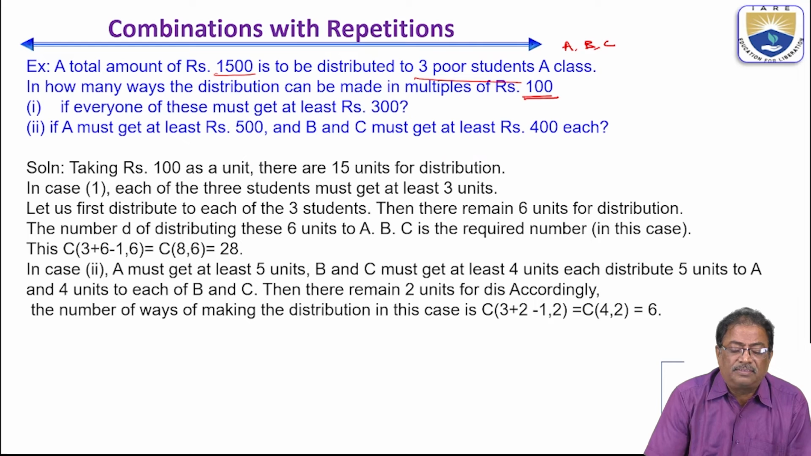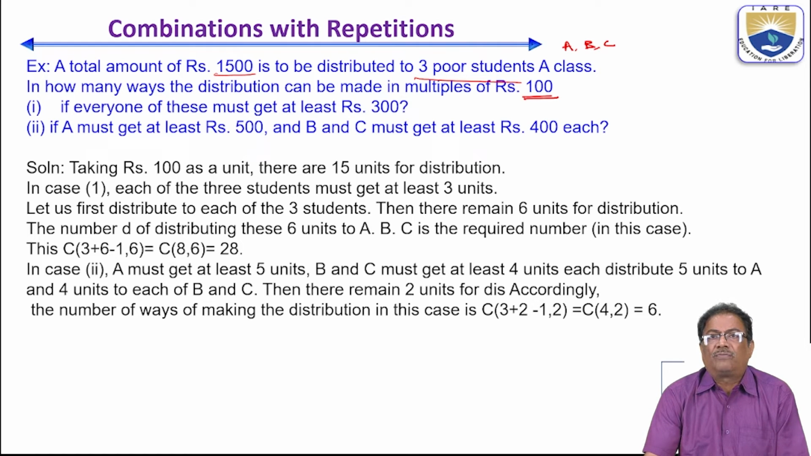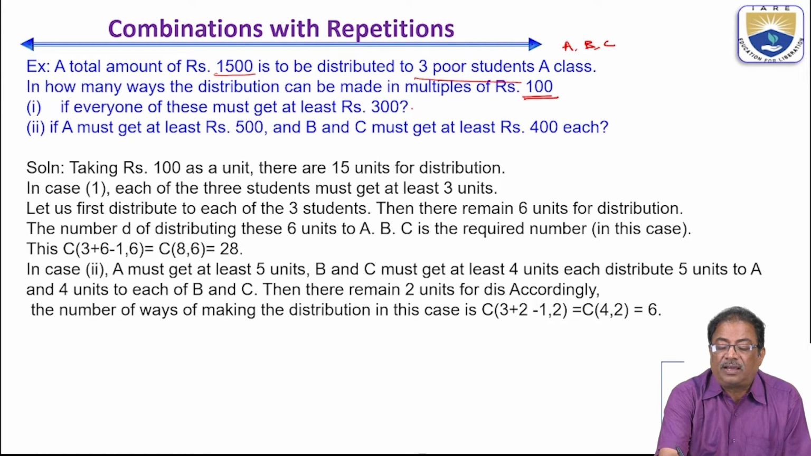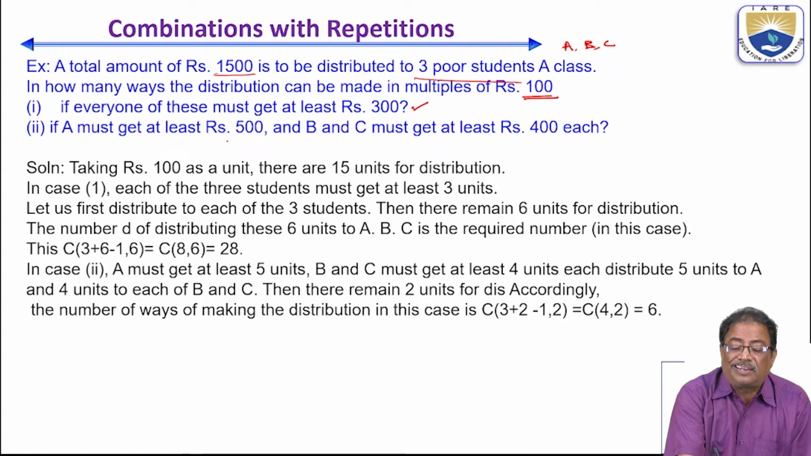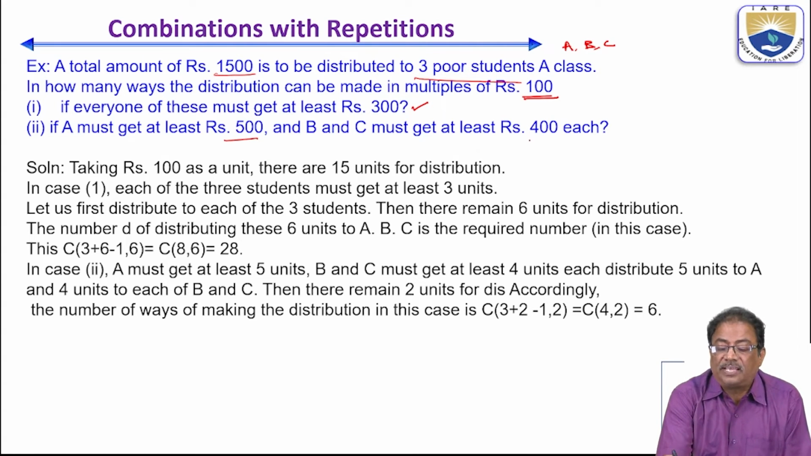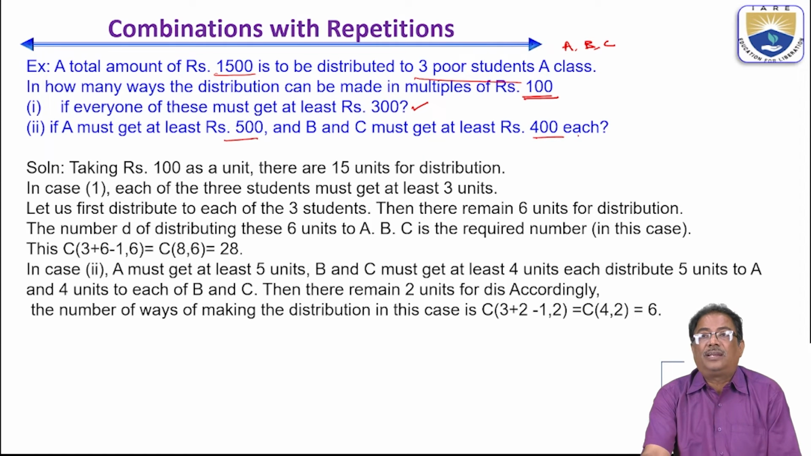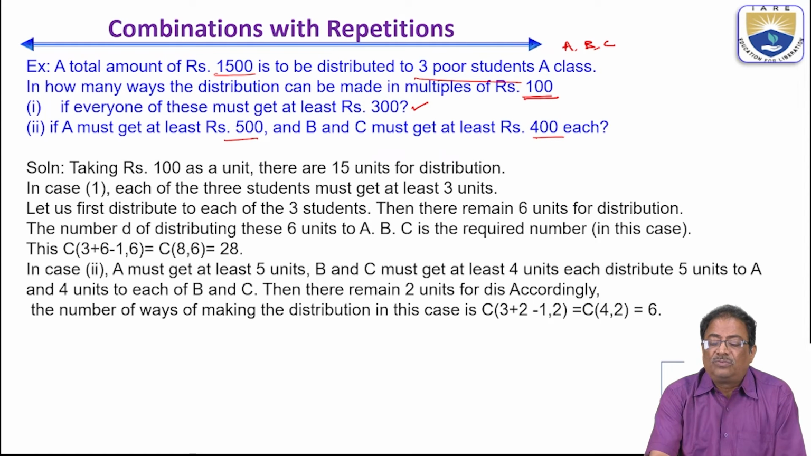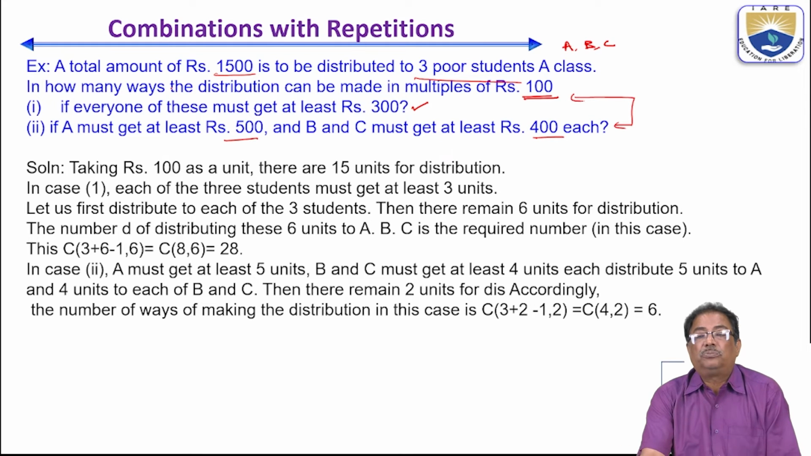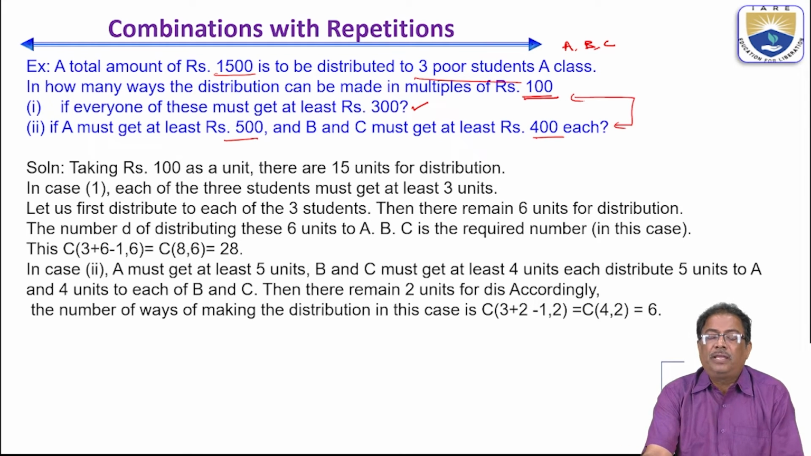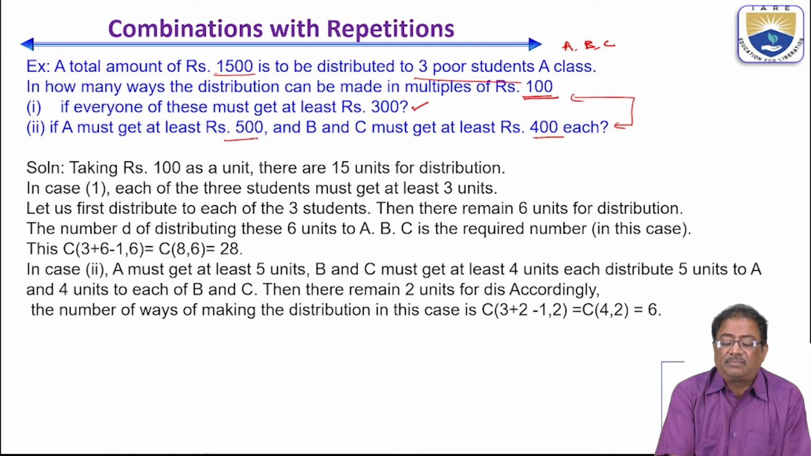So the question is, if every one of these must get 300, the first condition, and if A gets at least 500, B and C get at least 400 each. So after fulfilling this, how many ways can the distribution be made? See, it is in multiples of 100. So the total number is 1500. So 15 multiples is nothing but 15 units.